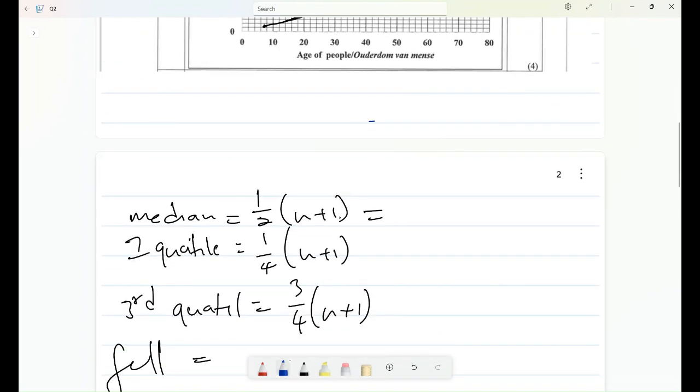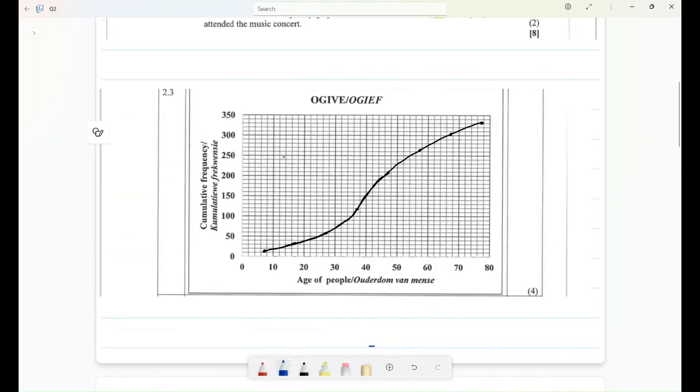For n, this is the total frequency. I just confirmed that n is the total frequency, which is 320. Okay, plus 1. Then this gives you something like 160.5. But now they want to see, if that's the median, how is it related to the age group. Okay, so it's going to be 150, 160 here. Then if this is 170, you agree with me 160.5 should be between those two numbers, right? Somewhere in the middle here.